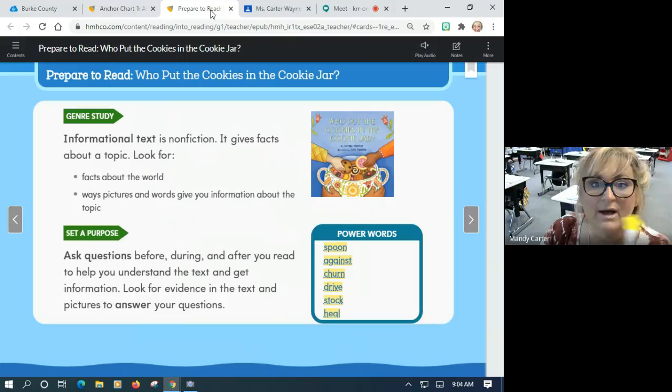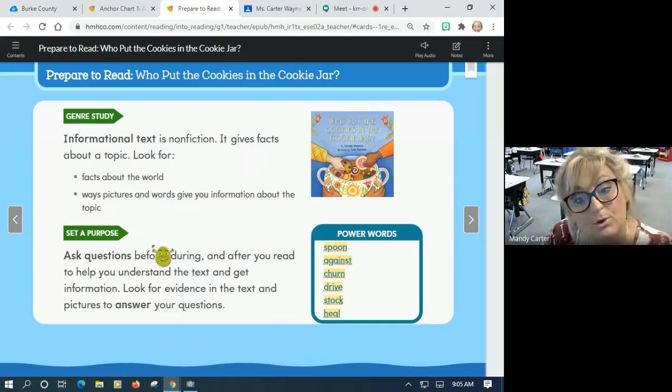And I'm going to show you how to do this today. We're going to read Who Put the Cookies in the Cookie Jar? Now, this is an informational text, and it's nonfiction. It gives facts about a topic. Look for facts about the world and ways pictures and words give you information about the topic. Ask questions before, during, and after you read to help you understand the text and get information. Look for evidence in the text and pictures to answer your question.